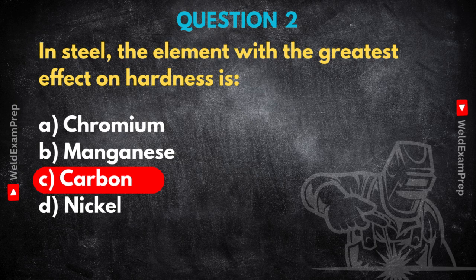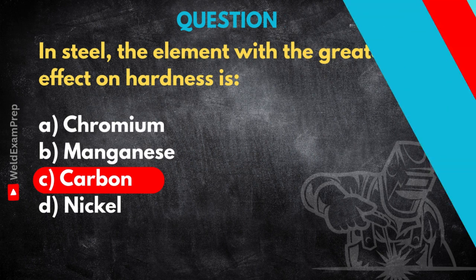Okay, let's move on. Let's tackle a technique challenge now. Travel speed. Seems basic, right? Just how fast you move the torch. But get it wrong, big problems. So what happens if your travel speed is too fast?